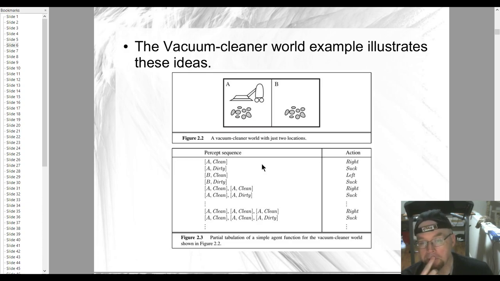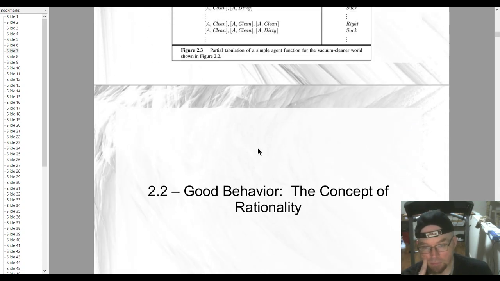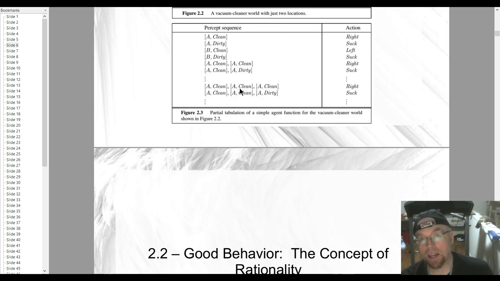Another percept sequence: I'm in square B, it's clean, so what am I going to do? What's the action? What's the mapping? Move left, and so on, right? This is just a partial table, and percept sequences can be incredibly long. That's another reason why you don't have a complete table, because this thing can just grow and grow and grow, especially as the environment's changing. You can imagine in a world where there's a vacuum cleaner, as time goes by, a square will get dirty, some dust will settle or whatever. We'll come back to that idea over and over again.